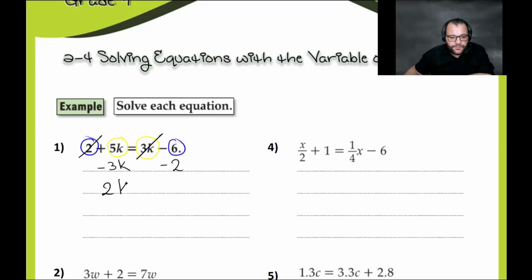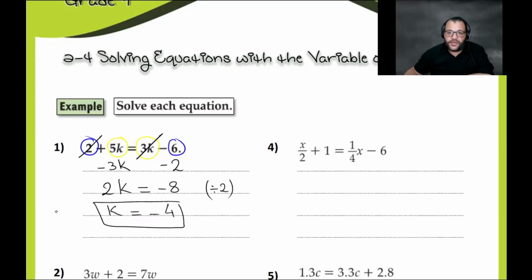Okay. Negative 6 minus 2 equals negative 8. Now we are solving a normal equation. Now we have one variable, so it will be divided by 2. So it will be negative 4. So K is equal to negative 4. That is the value of the variable that we have, and that is the solution of the equation.